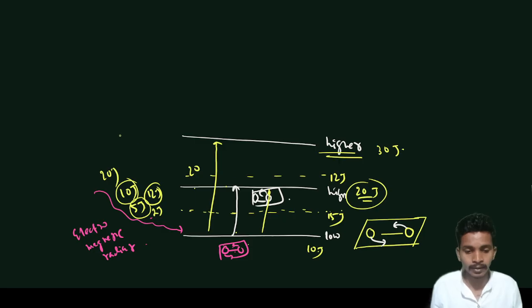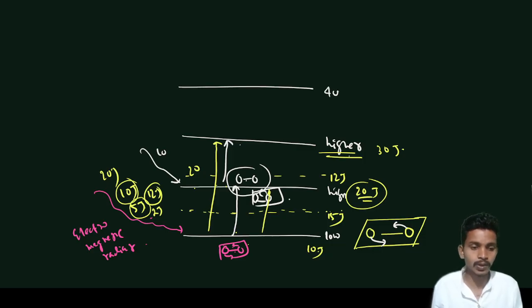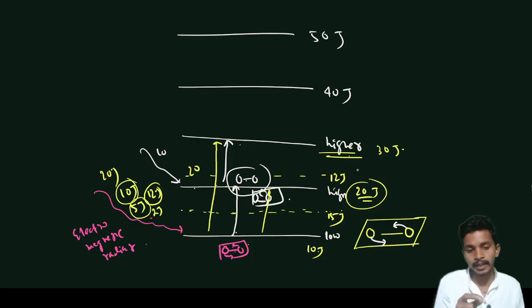So if the molecule is here, and you give that 10 joule, then it absorbs it and can go to this energy level, or another, let's say 40 joule, another, let's say 50 joule, and so on. So the energy level is quantized. It means it absorbs only that particular amount of energy or frequency by gaining which it will shift to an energy level which is quantized.